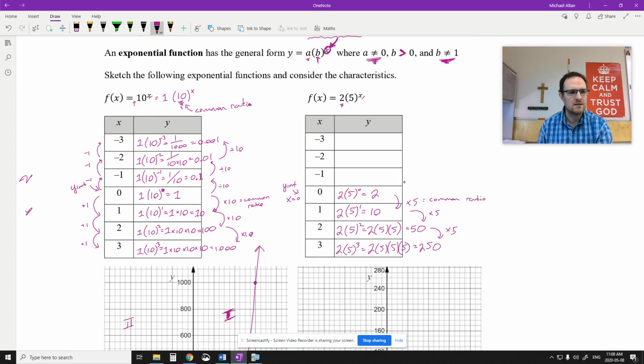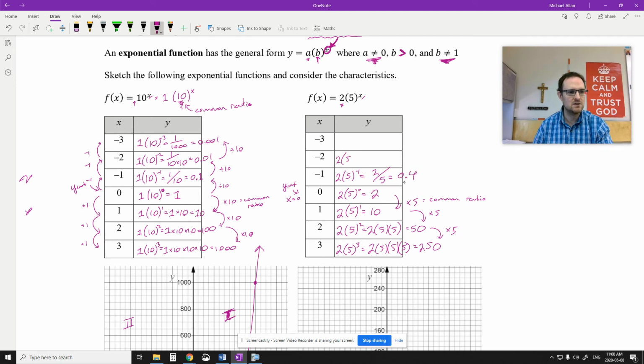Cool. So the common ratio is 5. I'm multiplying by 5 each time. So that probably means that if I go backwards, I'm going to divide by 5 each time. So 2 times 5 to the negative 1, which would be 2 divided by 5. Let me just get my calculator out. 2 divided by 5, so we have 0.4. So that ends up being 0.4.